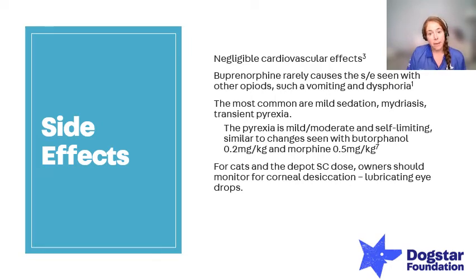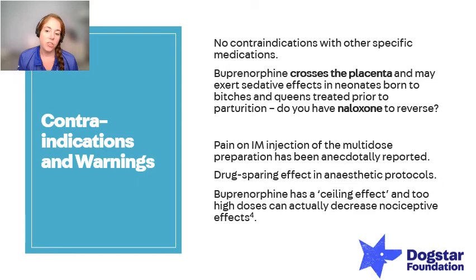For cats with the depot subcutaneous dose that I mentioned before, it's important to let clients know, or for you to monitor yourself if the cat is in your hospital or under your care, that these cats will need to have a lubricating eye drop to help with the drying or desiccation of the corneas. But besides these few side effects, there's nothing else really with buprenorphine, making it an excellent choice for nearly every case that I can think of that needs pain relief. There's no contraindications to use buprenorphine with other specific medications. It's oftentimes combined with lots of other medications as part of surgery protocols.